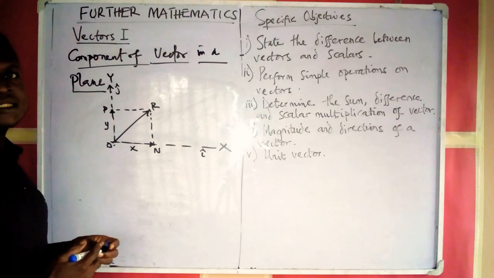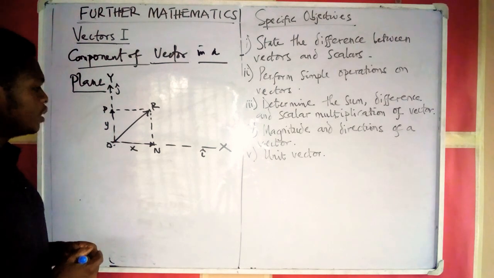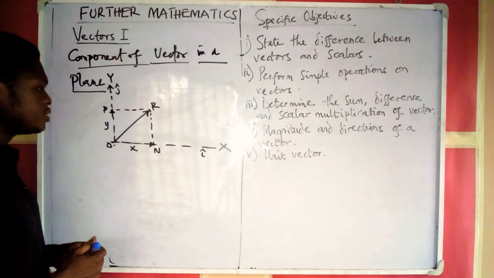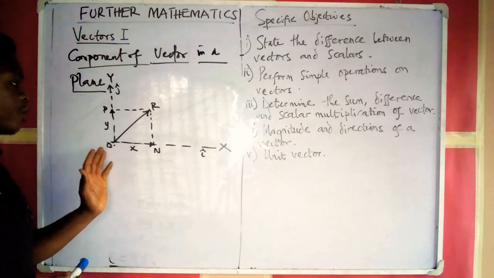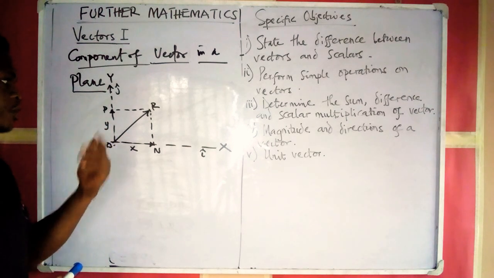Now, from what we have learned about vectors, it is important that we should write the position vectors of these vectors and see how we can obtain or write the position vectors in terms of the resultant vector.